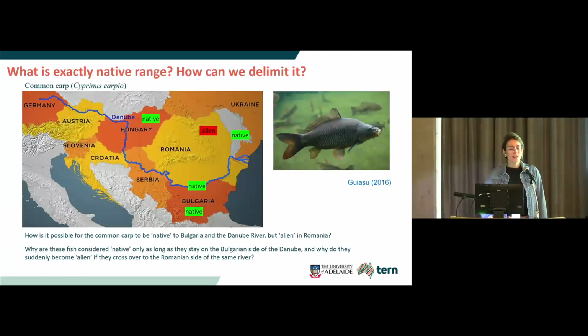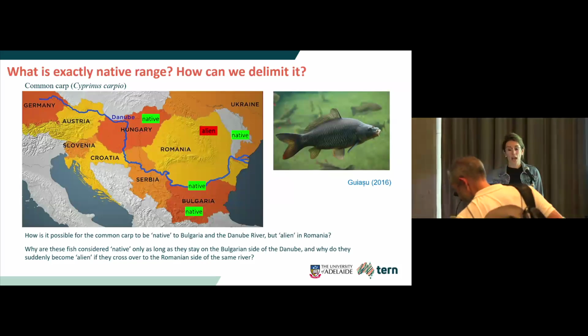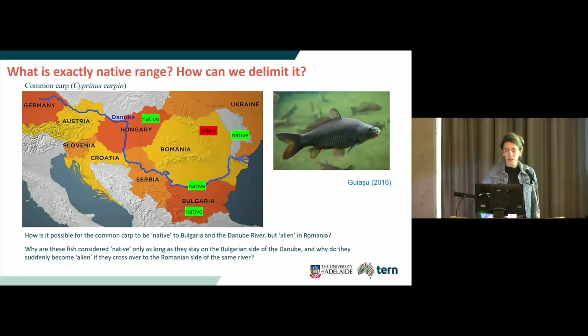So what exactly is native range? I just wanted to provide this example for you all of how we delimit it, using the common carp. In Bulgaria, the common carp is regarded as native, whereas in Romania, it is regarded as alien. So depending on what side of the river the carp is swimming on, it could be native or it could be alien. So that presents quite a predicament.